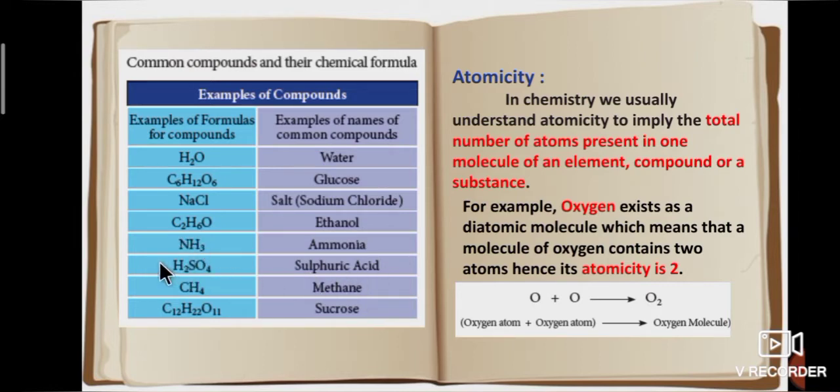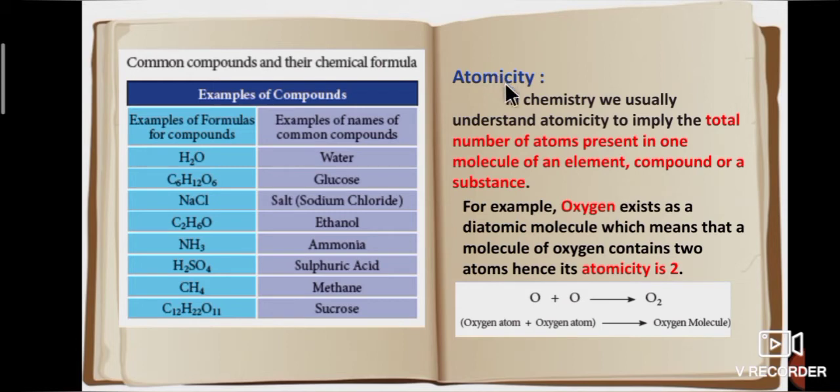Sulfuric acid, chemical formula is H2SO4, 2 hydrogen atoms, 1 sulfur atom, 4 oxygen atoms. Methane, CH4, 1 carbon atom and 4 hydrogen atoms. Sucrose is represented by C12H22O11, that is 12 carbon atoms, 22 hydrogen atoms, 11 oxygen atoms present in a sucrose molecule.